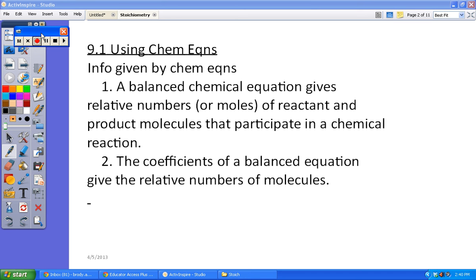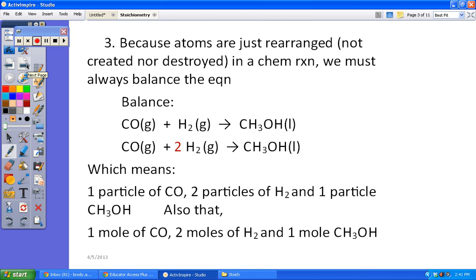A balanced chemical equation gives us relative numbers of reactant and product molecules that participate in a chemical reaction. So what those balancing numbers mean is that you have a certain ratio of one product to a reactant, and I'll show you that on the next few slides. The coefficients of the balanced equations give that relative number. So atoms are not destroyed or created, we just rearrange them. That's why we need to balance equations.